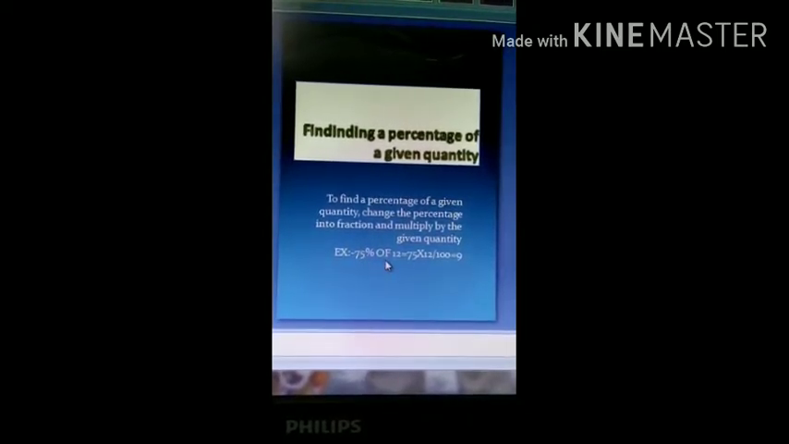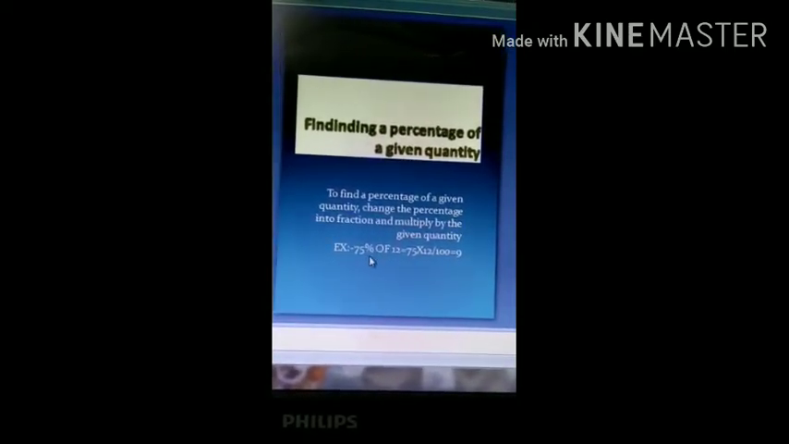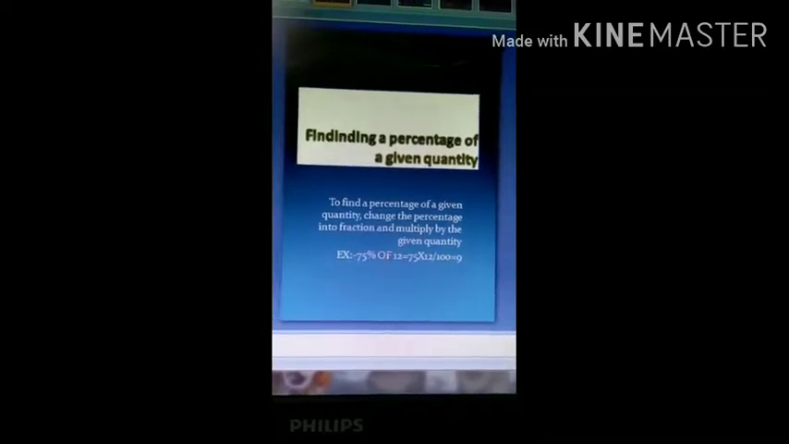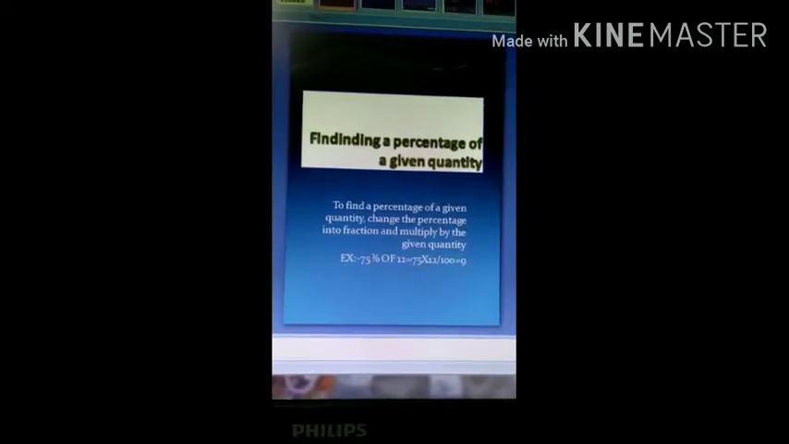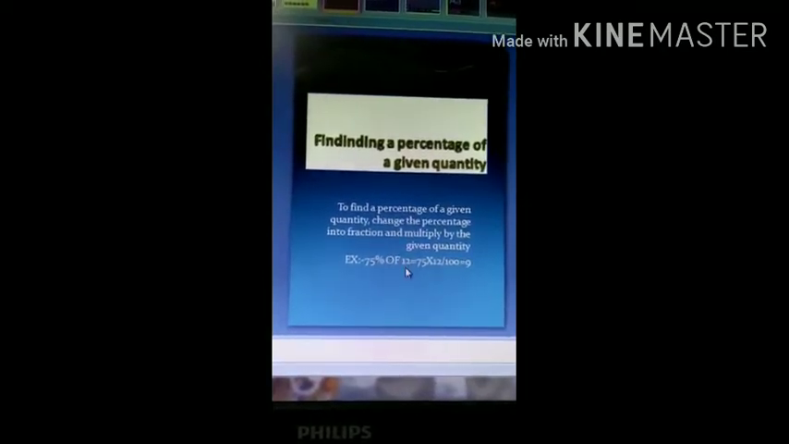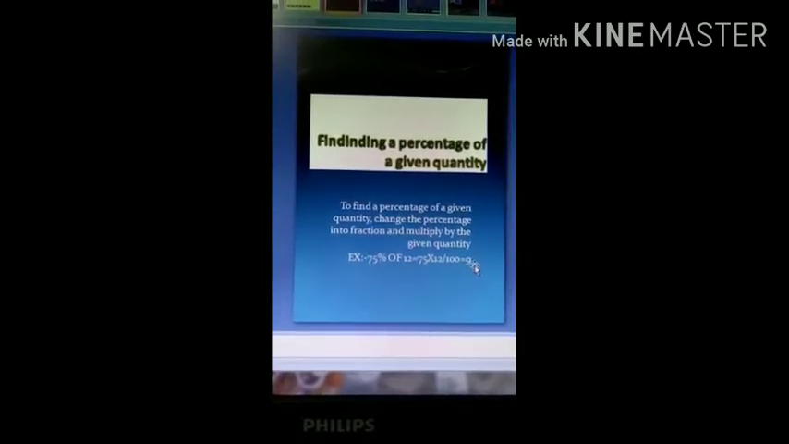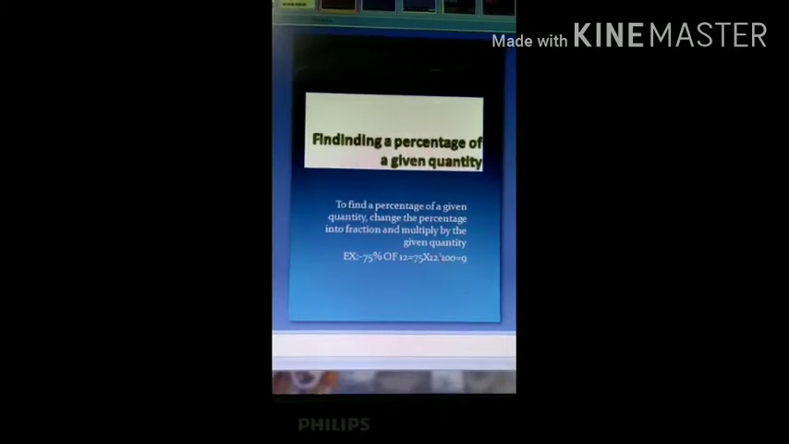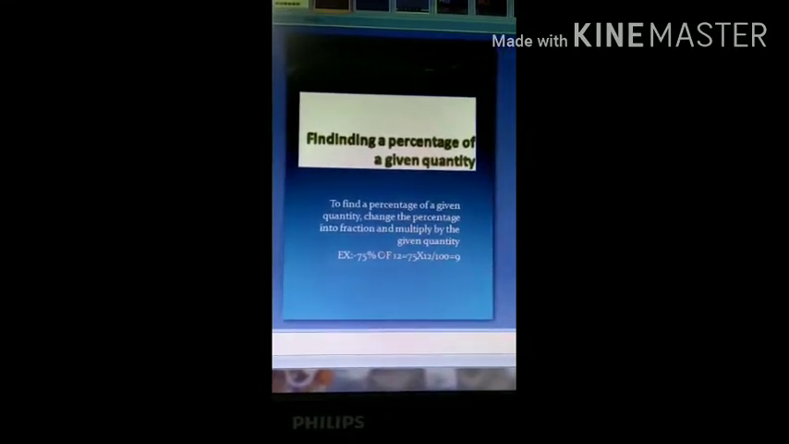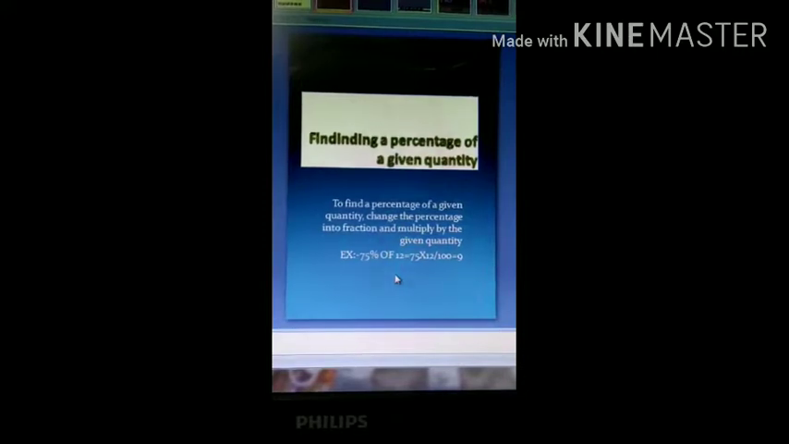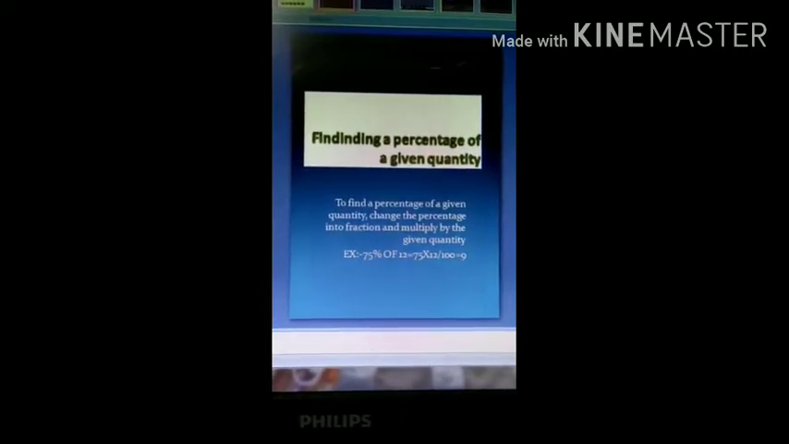Let us give an example. Find the number 75% of 12. Then 75% means 75 by 100, and then multiply it by 12. So 75 into 12 by 100, that is, after calculation you will get 9. Hence the required number is 9.